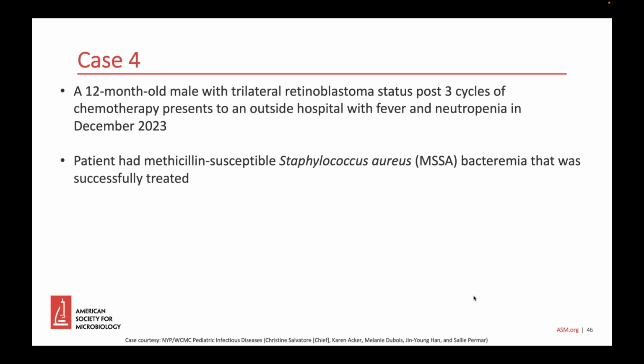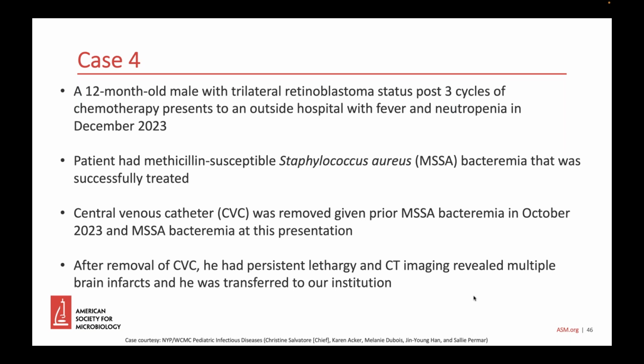So this is a 12-month-old male with trilateral retinoblastoma, status post 3 cycles of chemotherapy, who presents to an outside hospital with fever and neutropenia in December 2023. The patient had MSSA bacteremia that was successfully treated. The patient had a central venous catheter, and it was decided to remove that line because of this recent case of MSSA bacteremia, but also one in October of 2023. However, after removal of the catheter, he had persistent lethargy, and CT imaging revealed multiple brain infarcts, and he was transferred to our institution.